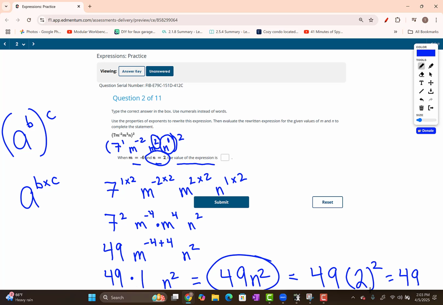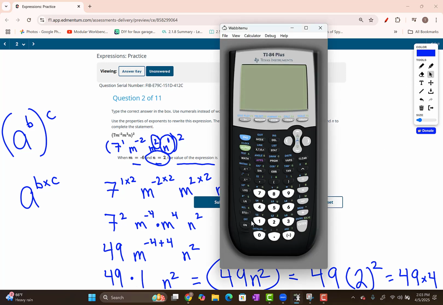2 squared is 4, so 49 times 4. We'll obviously want a calculator for that. To verify our answer, 196.